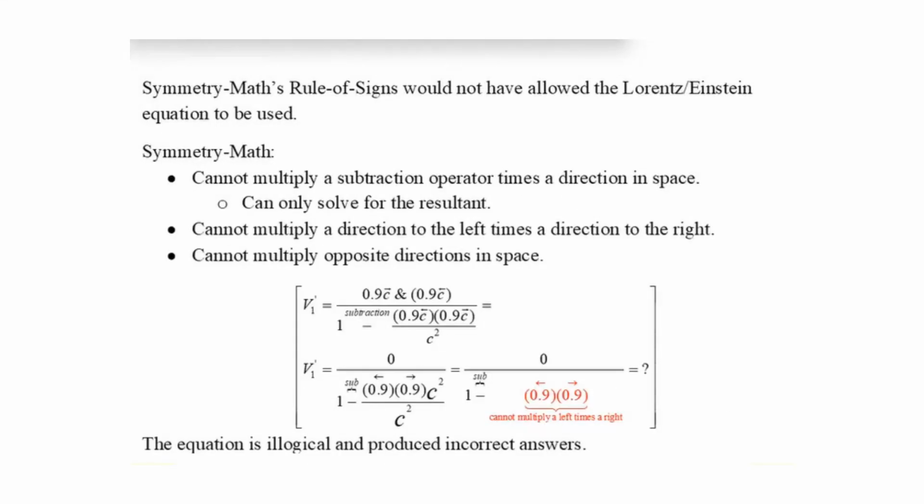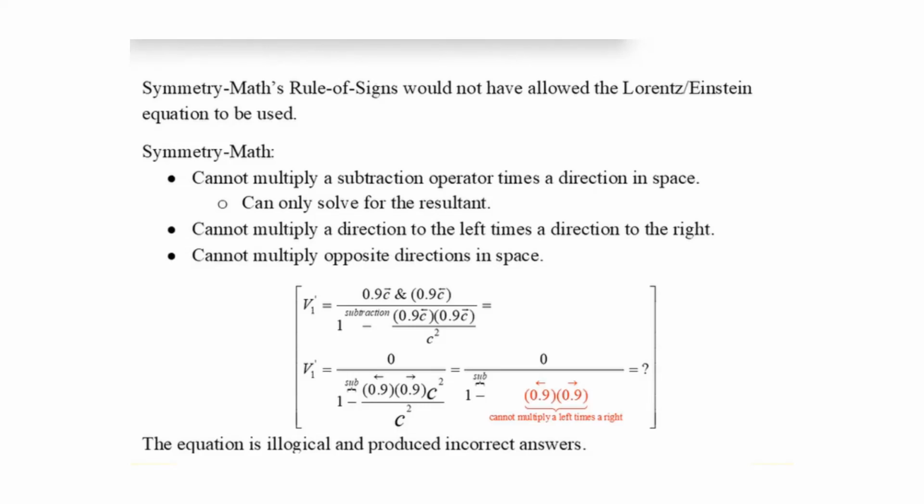The symmetry math's rule of signs would not have allowed the Lorentz-Einstein equation to be used. In symmetry math, you cannot multiply a subtraction operator times a direction in space, you can only solve for the resultant. You cannot multiply a direction to the left times a direction to the right, and you cannot multiply opposite directions in space. What the Einstein equation says is that if you have something moving at 0.9 c in one direction and you add 0.9 c in the opposite direction, the answer should be 0.